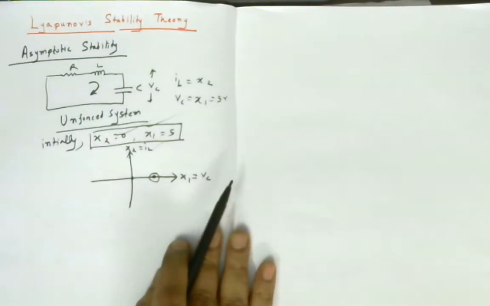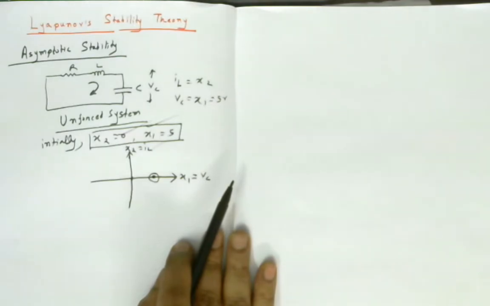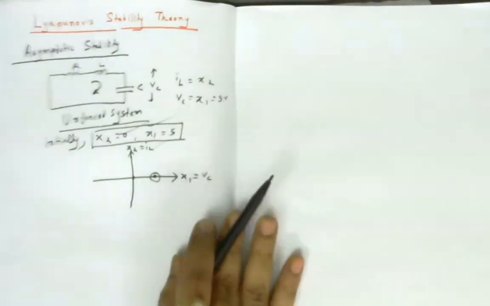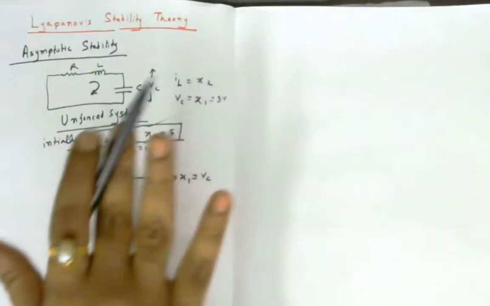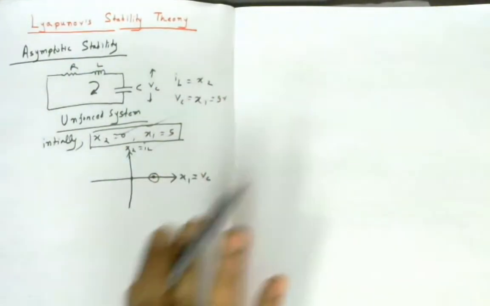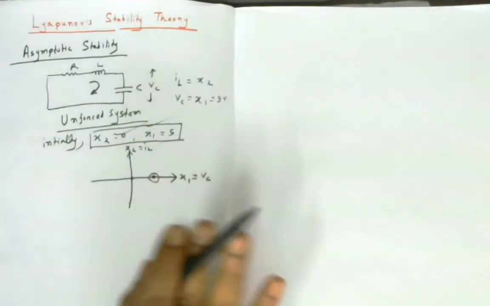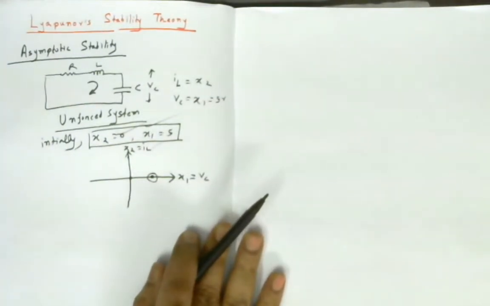That's why asymptotic stability is sometimes also known as zero input stability. I mean, there is no input, that's why it is zero input stability. Without any external input, or due to only the initial condition, you have to find out if the system is stable or not. That is the case of asymptotic stability that I want to explain before I proceed to Lyapunov stability theory.